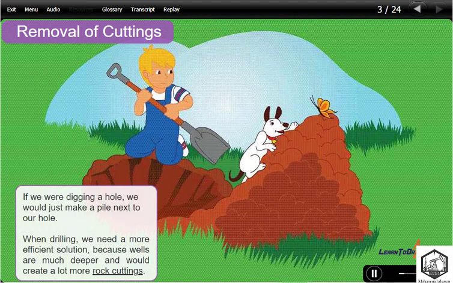If we were digging a hole, we would just make a pile next to our hole. When drilling, we need a more efficient solution because wells are much deeper and would create a lot more rock cuttings.